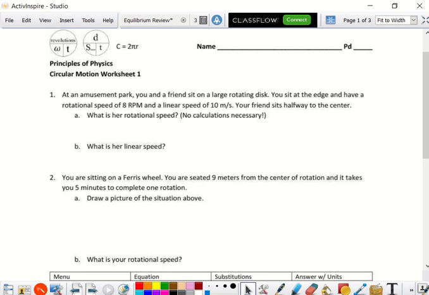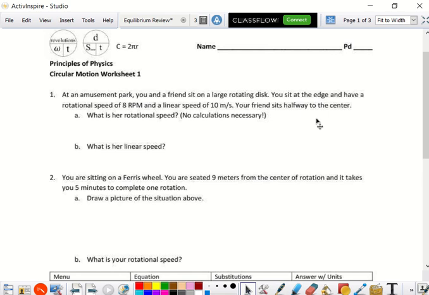Right, so let's go ahead and look at this circular motion worksheet 1. At an amusement park, you and a friend sit in a large rotating disc. You sit at the edge and have a rotational speed of 8 rotations per minute and a linear speed of 10 meters per second. Your friend sits halfway to the center. A, what is her rotational speed? B, what is her linear speed?